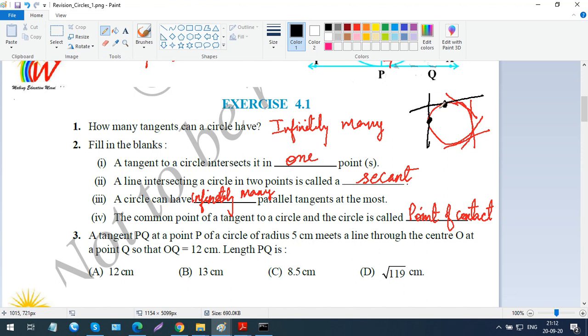A line intersecting a circle in two points is called a secant. Now it just says line. Line means it can go in both directions like this, right? That's your line. If it intersects the circle in two points, then it is called a secant. You can't call it a chord, because a chord actually ends. It's not a line, it's a line segment. It just stops from here to here. This is a line, it just keeps going. So this is a secant.